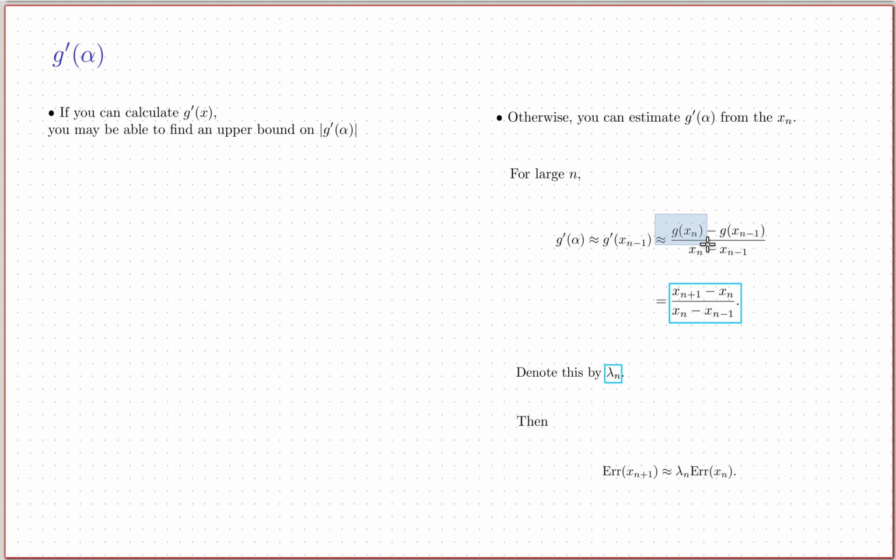Now, g of xn is exactly xn plus 1, and g of xn minus 1 is xn, right? Because g is the function which we use to get our next guesses, to refine our guesses. And therefore we have this estimate: g prime of alpha is approximately equal to xn plus 1 minus xn over xn minus xn minus 1. In other words, the ratio of the changes in our estimates for 3 successive estimates. So we denote this quantity by lambda n, and then we can use this lambda n to estimate what the derivative g prime of alpha is. So we can say, therefore, that the error in xn plus 1 is approximately equal to lambda n times the error in xn.